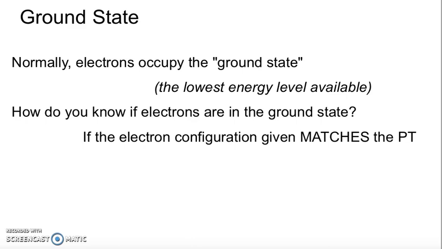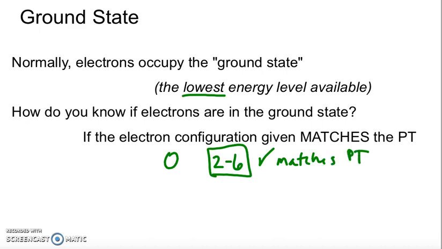Sublevels. Normally, electrons occupy the ground state, which, as we know, is the lowest energy level available. How do you know if the electrons are in the ground state? If the electron configuration given matches the periodic table. So, for example, if I tell you oxygen has a configuration of 2-6, if you go to the periodic table and look up that shell configuration, it matches the periodic table, which means that this configuration is said to be in the ground state.